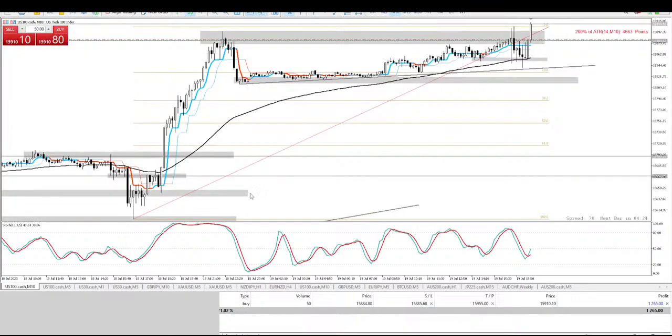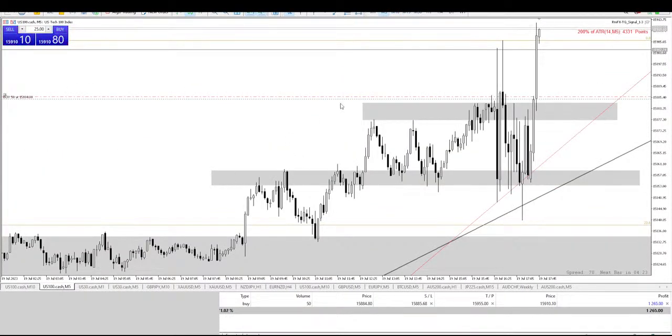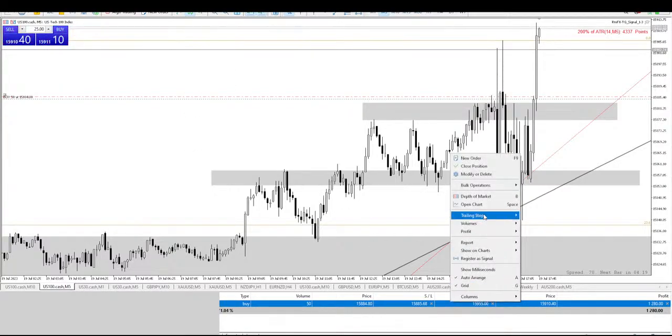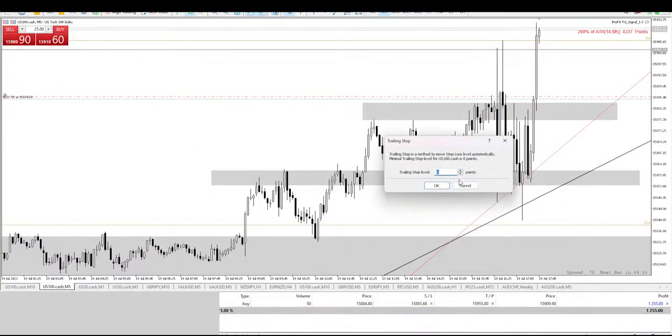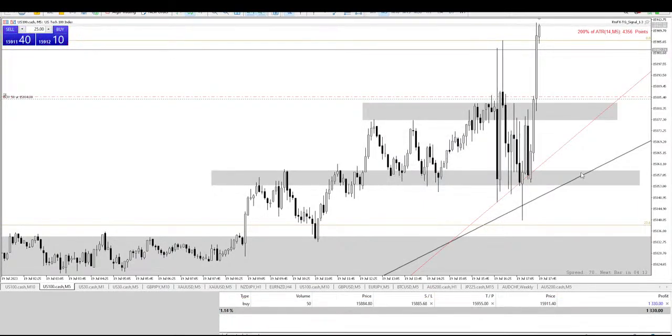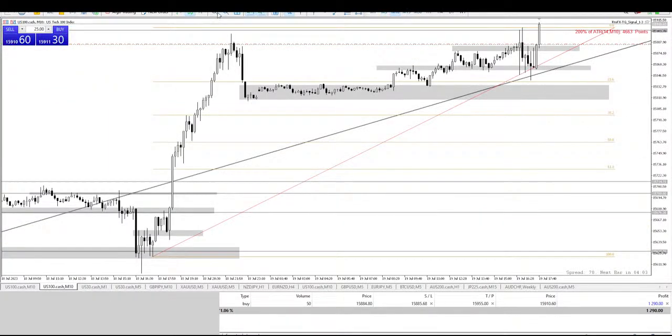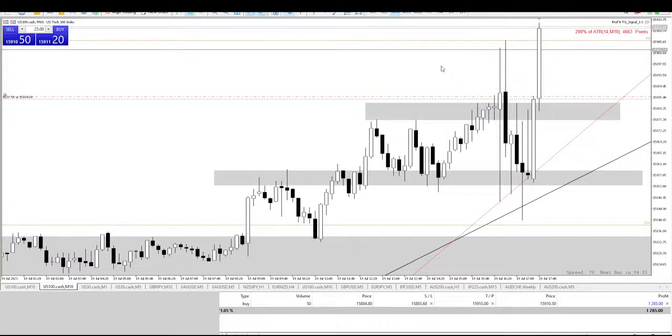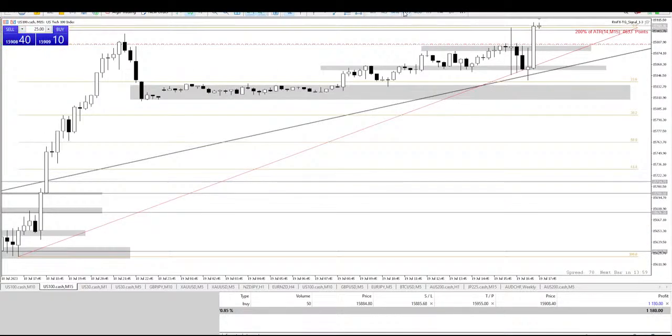Finally, we getting some movements here, guys. I'm gonna put a trailing stop on this. I always like using trailing stops. It's a 6500 trailing stop. It's a beautiful 15-minute candle.